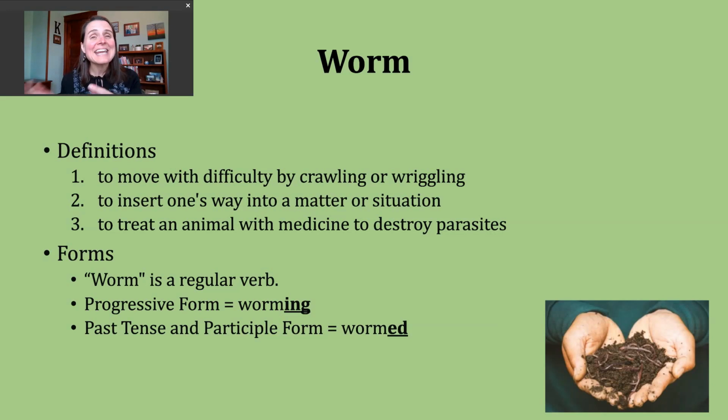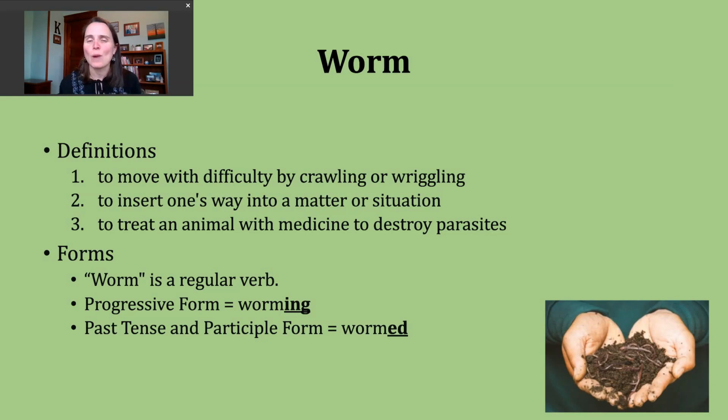So connecting our mental image of that picture, I think we can look at this first definition and have it make a little bit of sense. Sometimes when we use this verb worm, we're talking about someone or something that is moving with a lot of difficulty by crawling, just like what we see in that picture there, or wriggling. So think of moving back and forth, trying to get into a particular space.